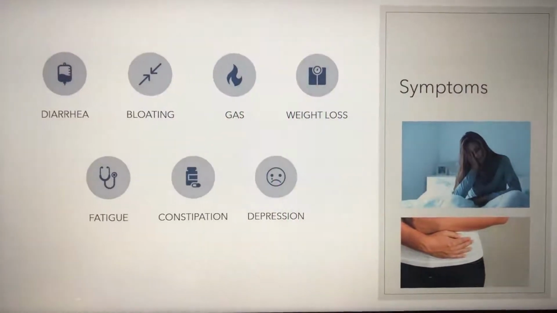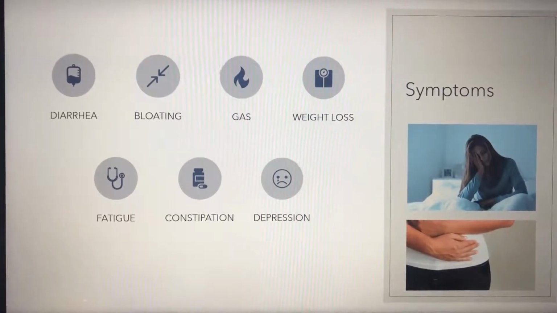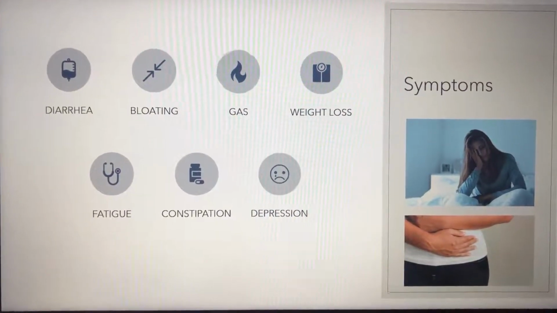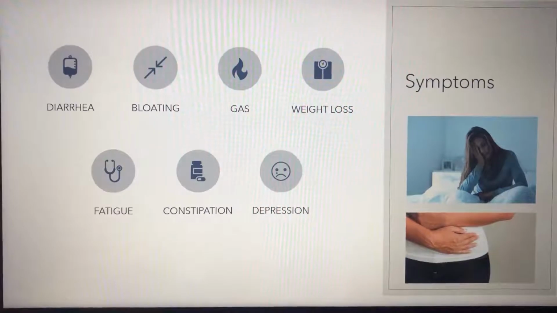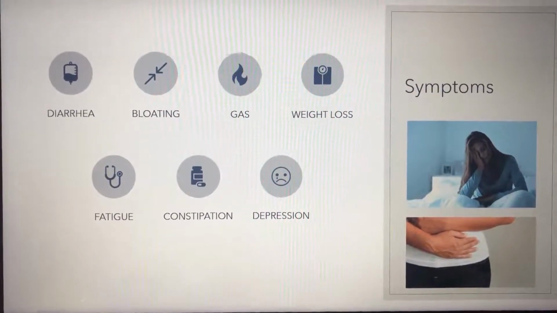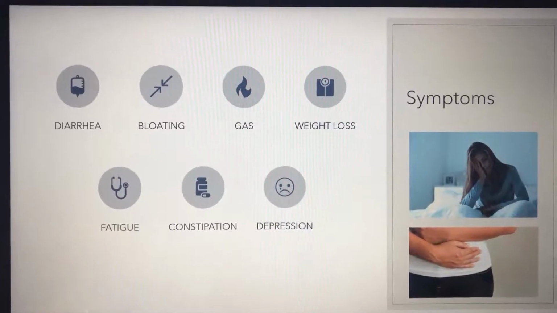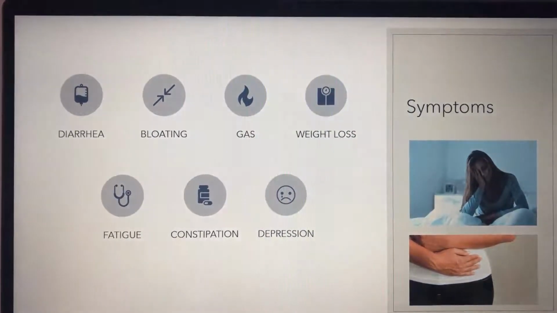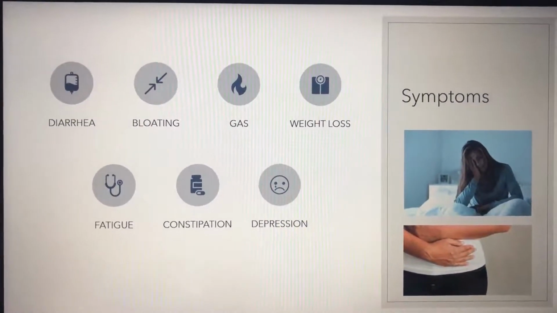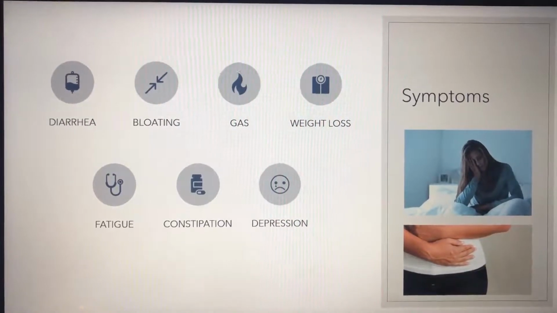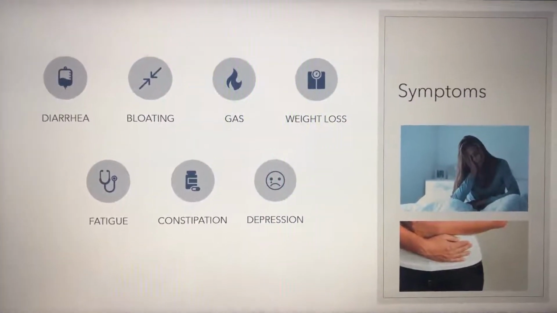Some symptoms of celiac disease include diarrhea, bloating, gas, weight loss, fatigue, constipation, and depression. These symptoms are not always experienced together. A patient can experience a combination or none of these symptoms. The most common symptom of celiac disease is diarrhea and constipation.